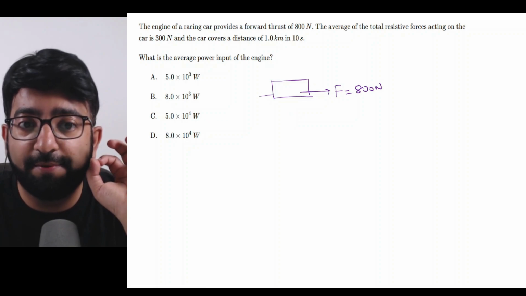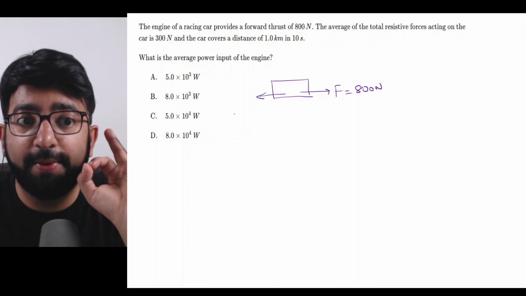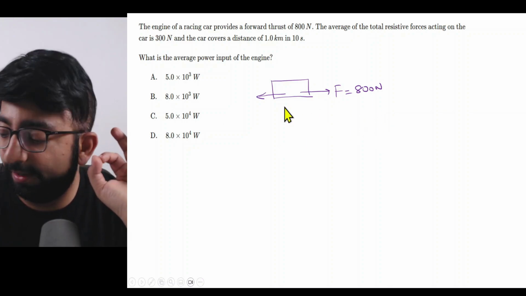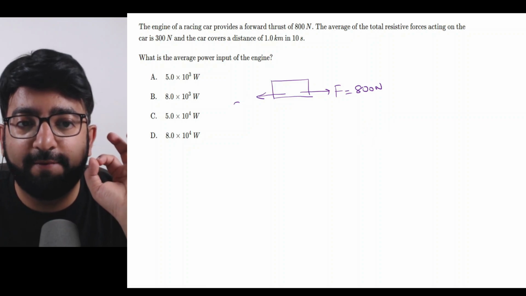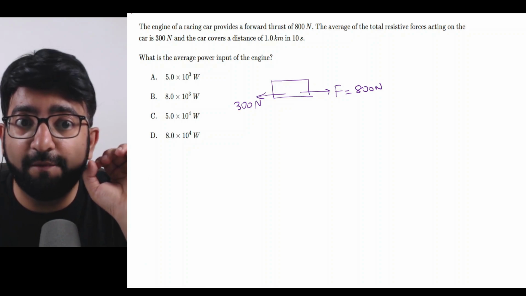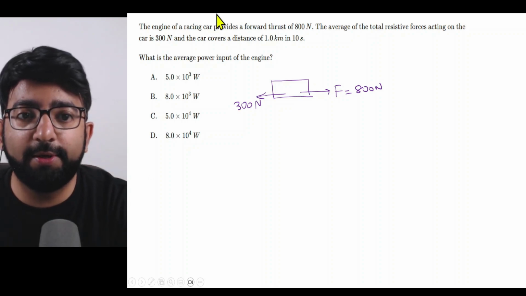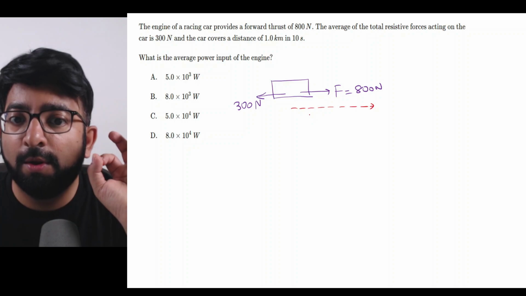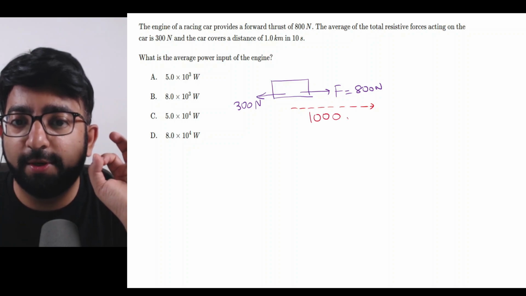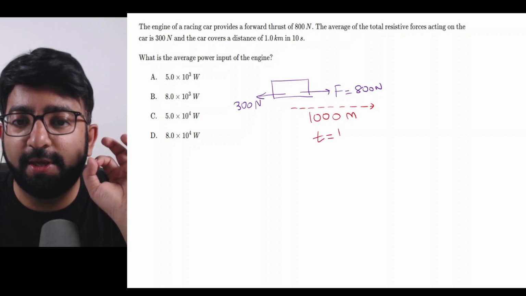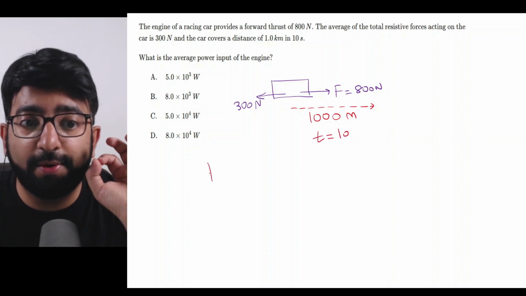Now since these forces are resistive, the direction of force will be opposite to the applied force. So applied force was towards the right hand side, so the resistive force will be towards the left hand side. So 300 newtons to the left. And now they have mentioned that the car is covering a total distance of 1 kilometer in 10 seconds. So let's draw. The car is going, let's say, towards the right hand side. It travels 1 kilometer. Now let's convert 1 kilometer into meters. 1000 meters is the total distance covered and the time taken is 10 seconds. And we need to figure out what is the power.